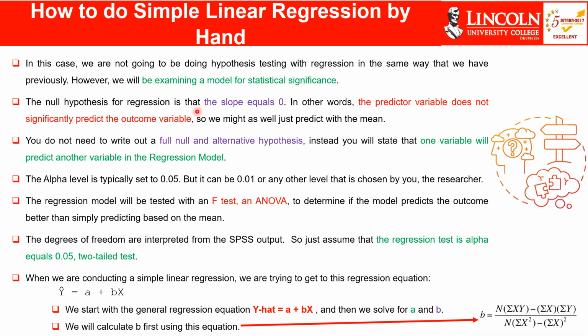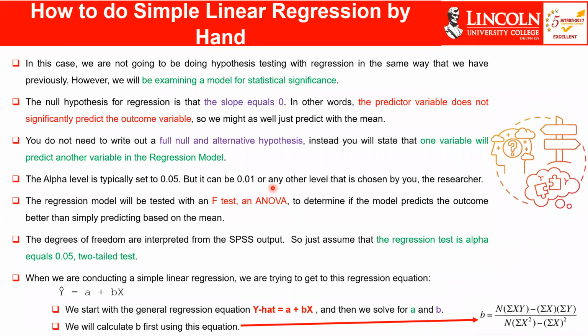The null hypothesis for regression is that the slope is equal to 0. In other words, the predictor variable does not significantly predict the outcome variable. So we might as well just predict with the mean. You do not need to write out a full null or alternative hypothesis. Instead, you will state that one variable will predict another variable in the regression model. The alpha level is typically set to 0.05, but it can be 0.01 or any other level chosen by you, the researcher.